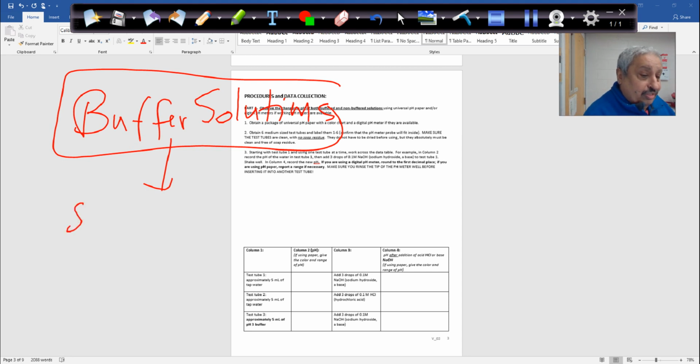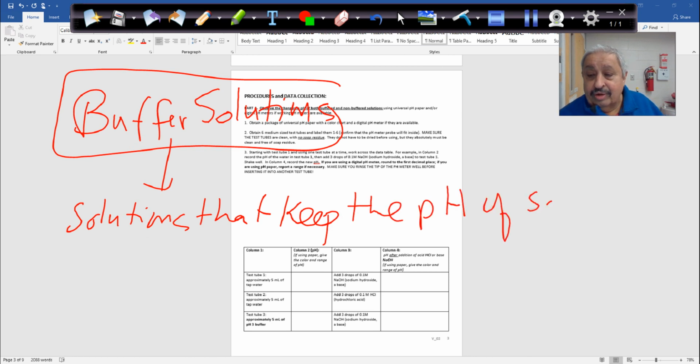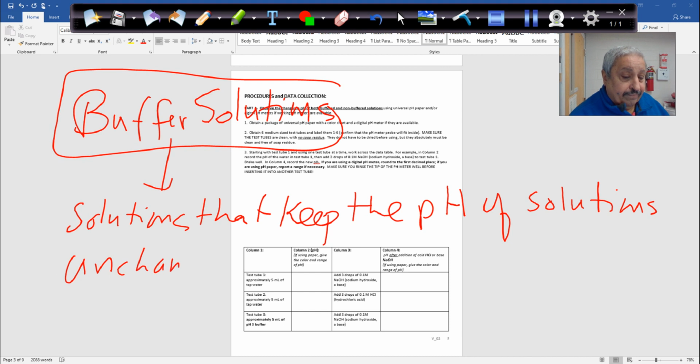So buffers are solutions that keep the pH of solutions unchanged. Not a catalyst, but I'll show you how we prepare them. You can prepare those at home as well. So a buffer is a solution that keeps the pH unchanged.